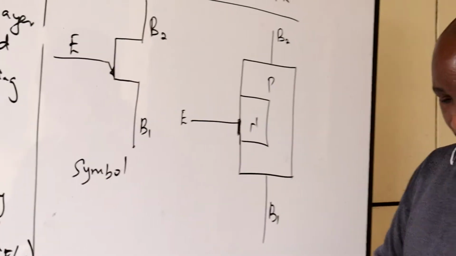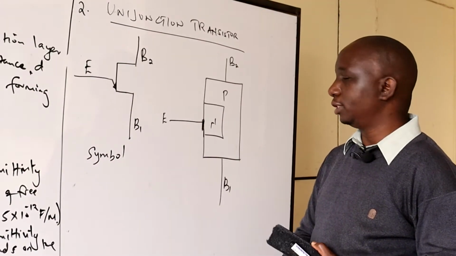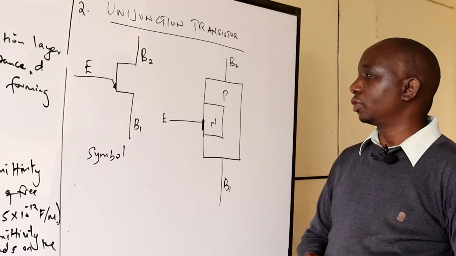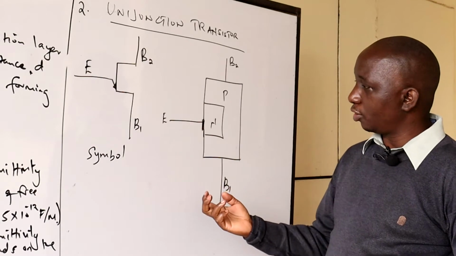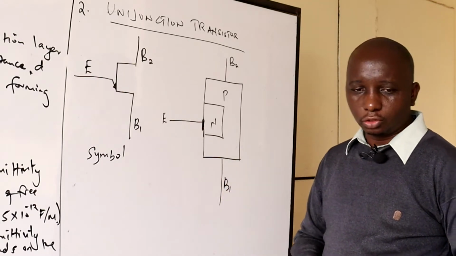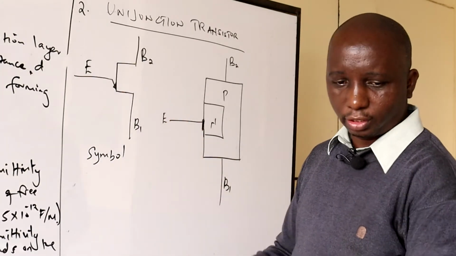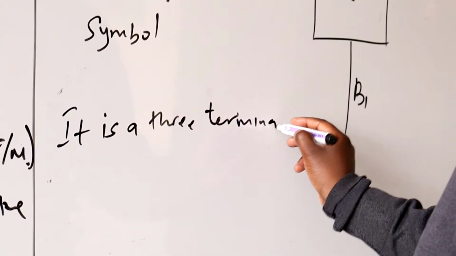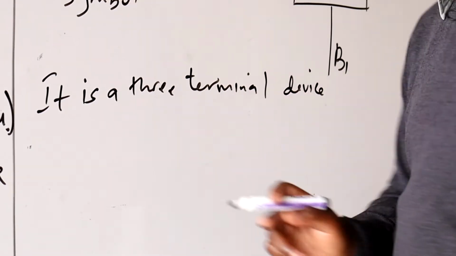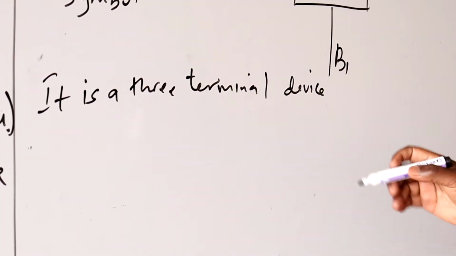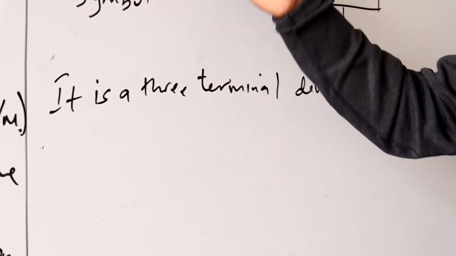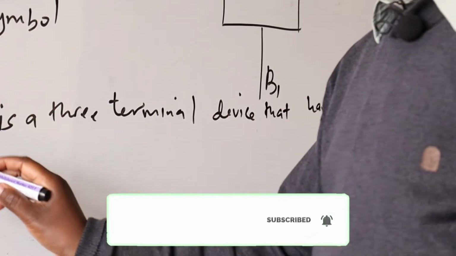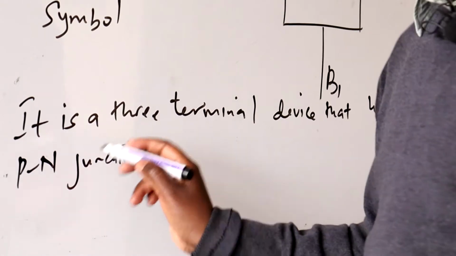The meaning of the unit junction is that this is a transistor with only one junction. You know that a transistor is normally supposed to have two junctions, but this is a type of transistor that has only one junction. When the junction is operated, it is able to conduct. It is a three-terminal device that has only one junction. The three terminals are base 1, base 2, and the emitter. It has only one PN junction.